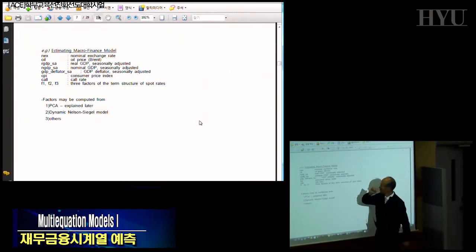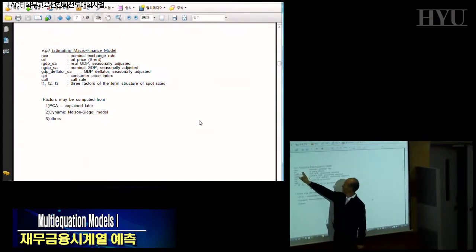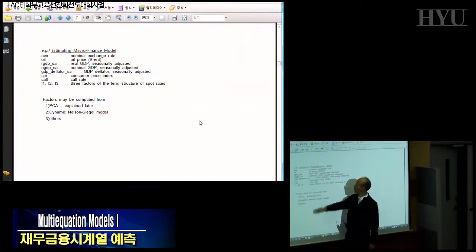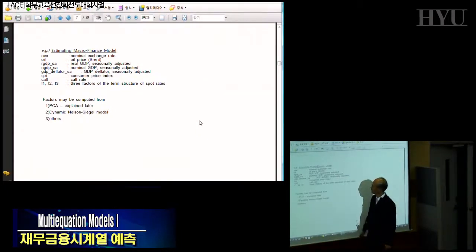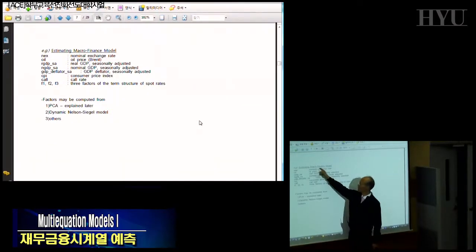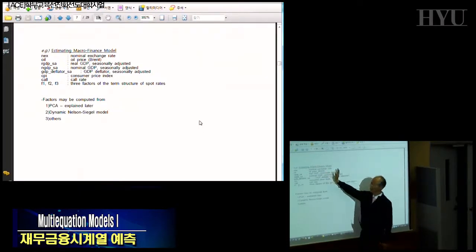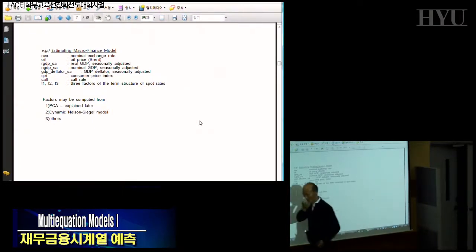And in this example, I also have several other variables like the nominal exchange rate, NEX, and the oil price. This is the Brent oil price. And some others like real GDP, seasonally adjusted, CPI, GDP deflator, core rate. Okay? This is the short-term interest rate, right? So I tried to build some model using these. But first, let me try what is known as a macro-finance model, which is very similar to the simulation model adopted by our Ministry of Strategy and Finance.